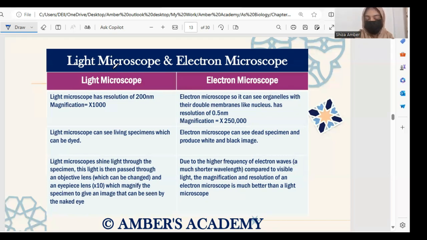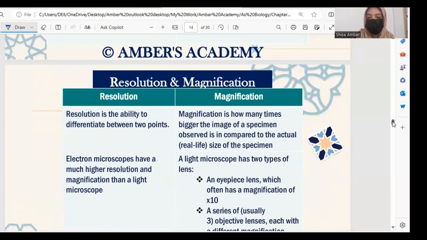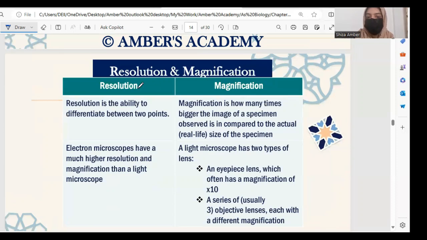To see microscopic organelles of plant cells. To see microscopic structures of any cell. Okay, so we have two categories, light microscope and electron microscope. And before we delve into light microscope and electron microscope, I want you to understand the concepts of resolution and magnification, because these are the two terminologies that I'll be using while explaining light and electron microscope.